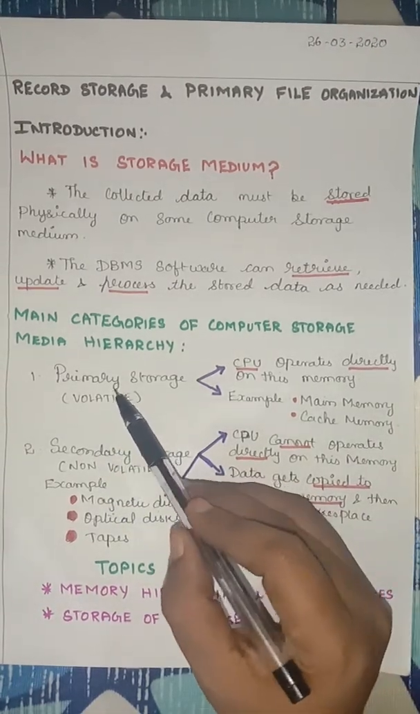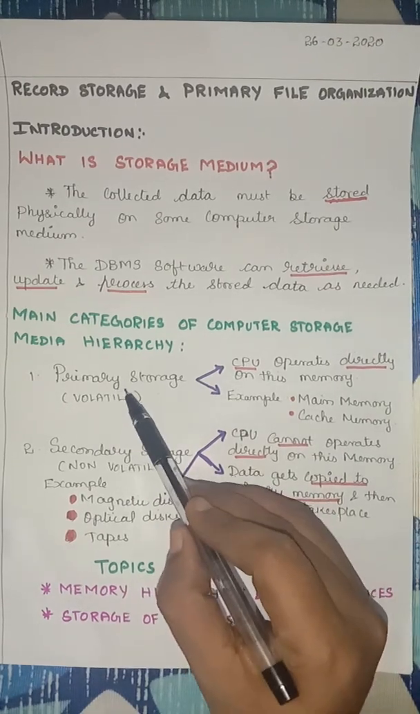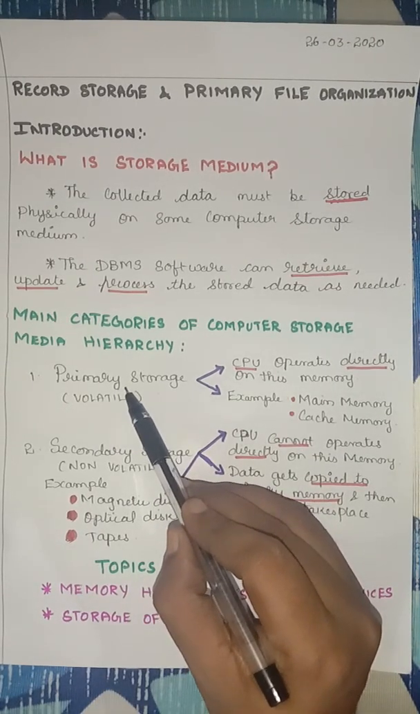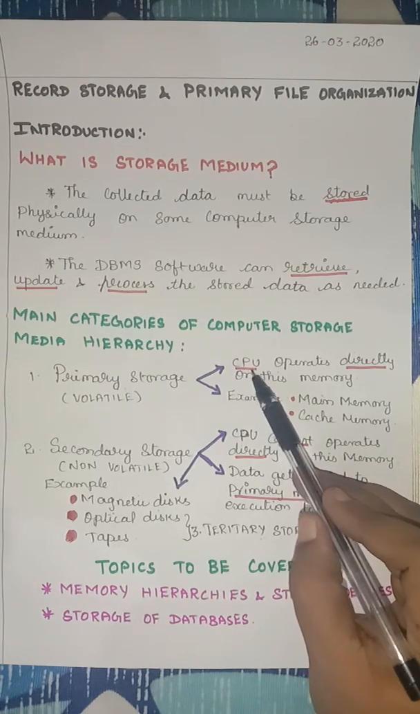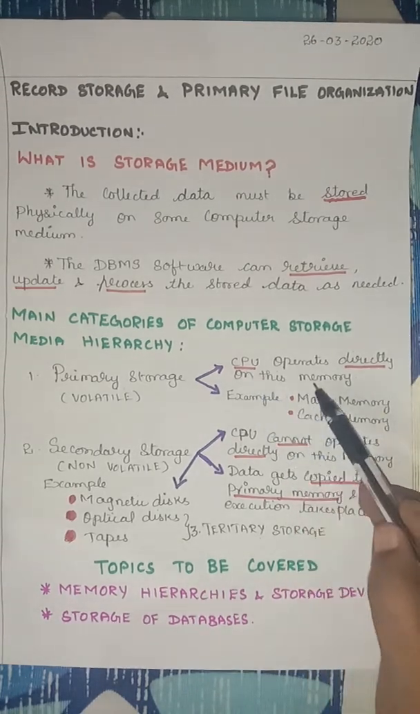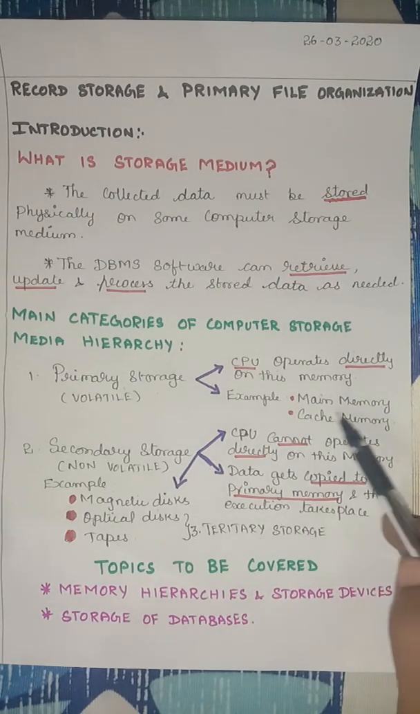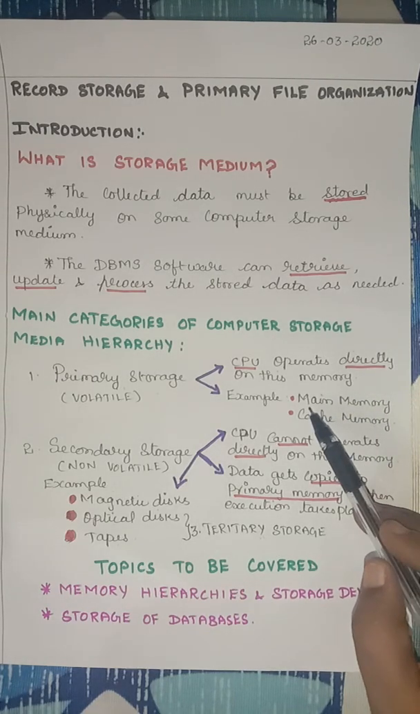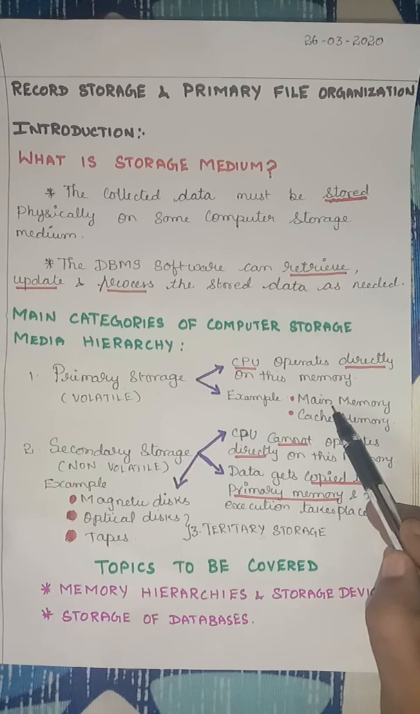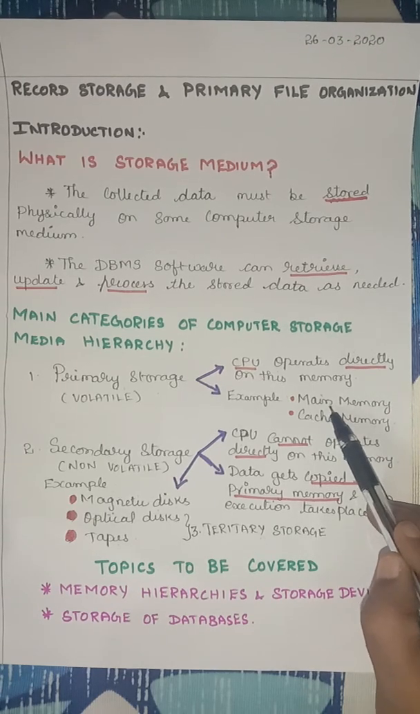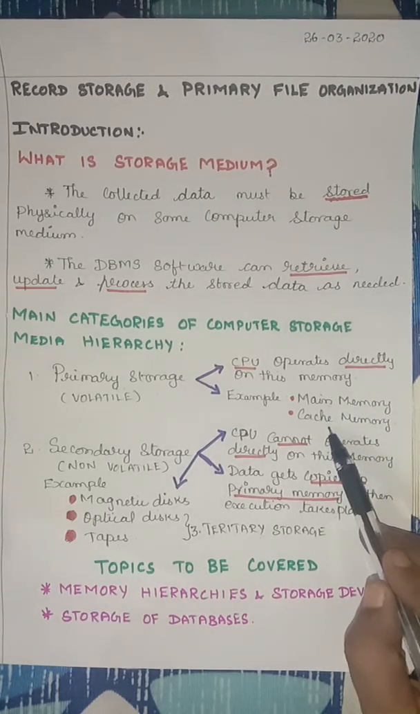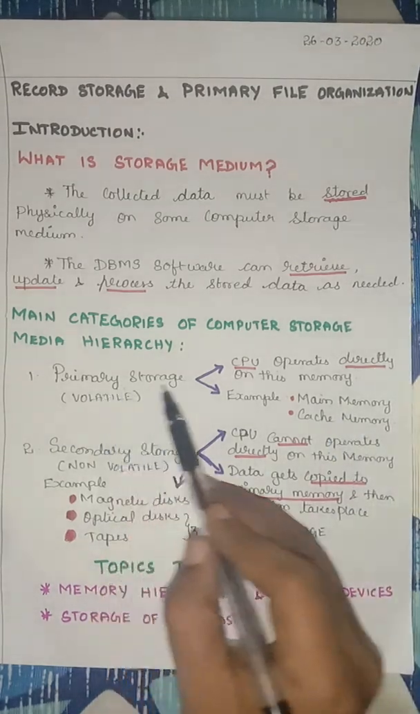Then let us see what a primary storage is. The primary storage is nothing but the main memory. The CPU, that is Central Processing Unit, operates directly on this memory. Example, main memory and cache memory. Whatever executions happen in your system, all programs must be brought into the main memory for execution. So whenever an execution happens, the program should be there in the main memory. Then only execution happens. Cache memory is high-speed memory. These are the two types of primary storage.